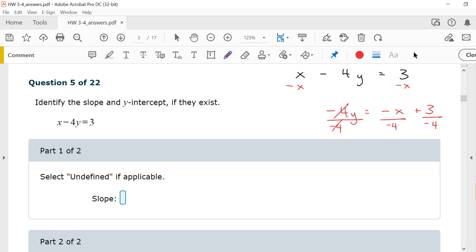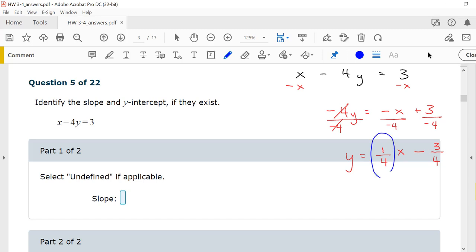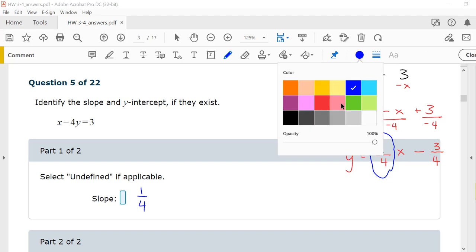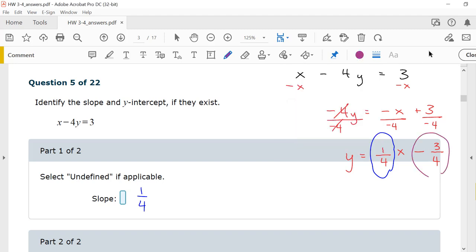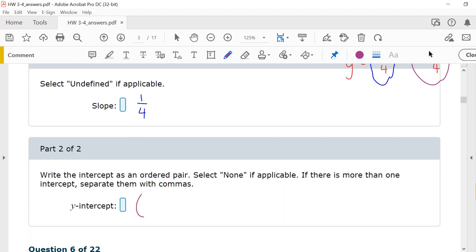So I'm left with y equals negative x over negative 4. Negative over negative is a positive, so I get the number 1/4 x. 3 over negative 4 is going to be negative 3/4. My slope, the number in front of the x, my slope is 1/4. My y-intercept is going to be (0, -3/4).